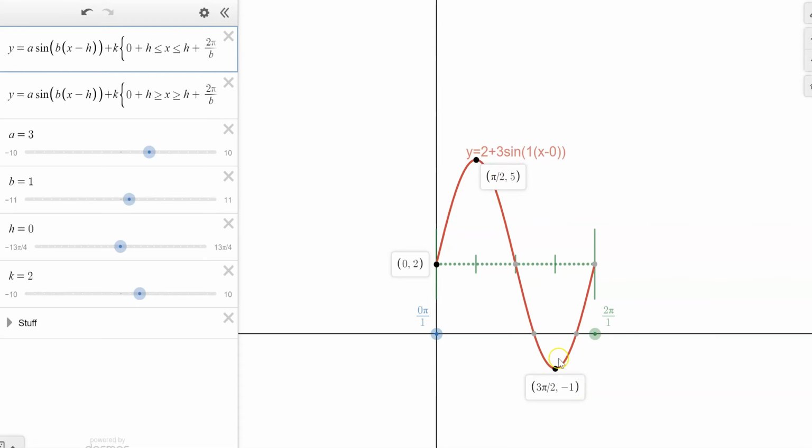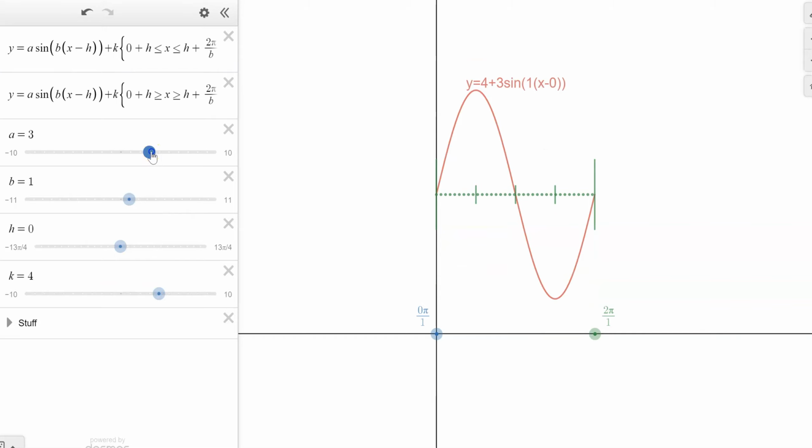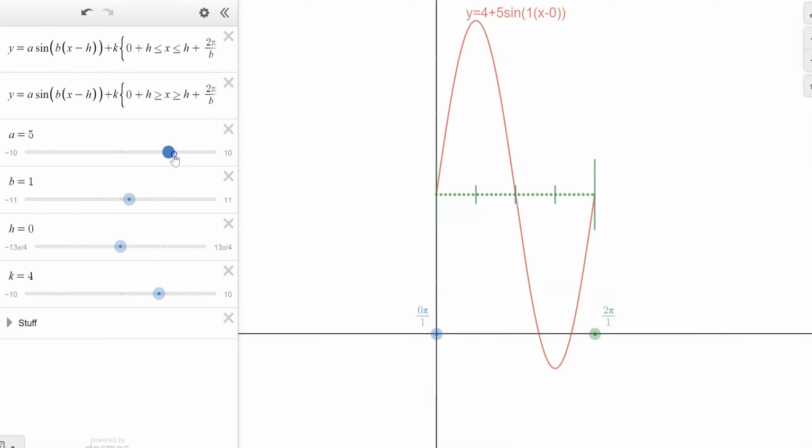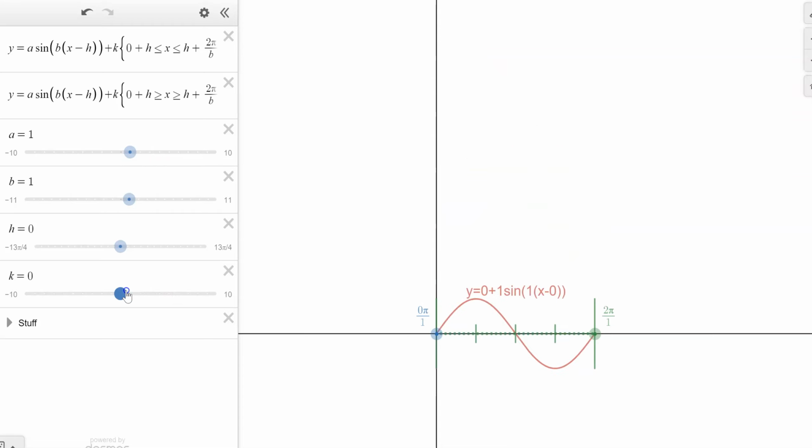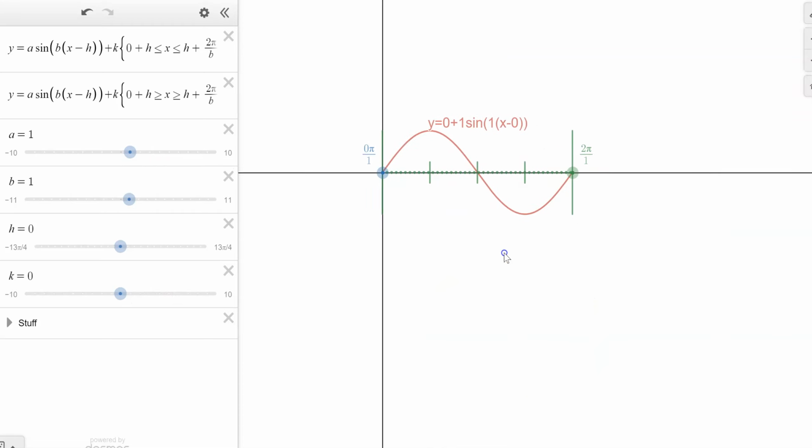So adding those two numbers tells us our height and our lowest point. It tells us our range. We're going to go from negative 1 to 5. So that's what the outer two numbers do. The k moves it up and down, and the a stretches it. It gives us our amplitude of our graph. Okay, let's go back to 1 and to 0 with this, and there's our basic sine graph again.